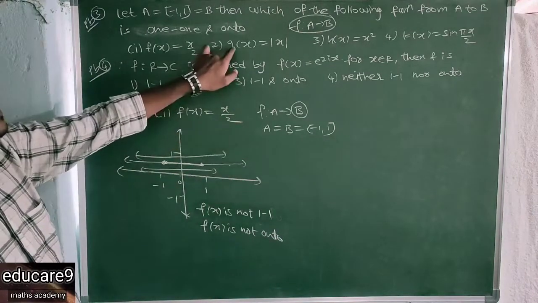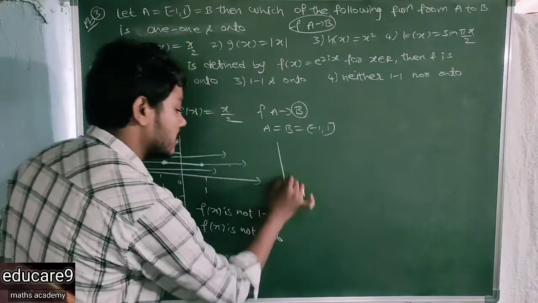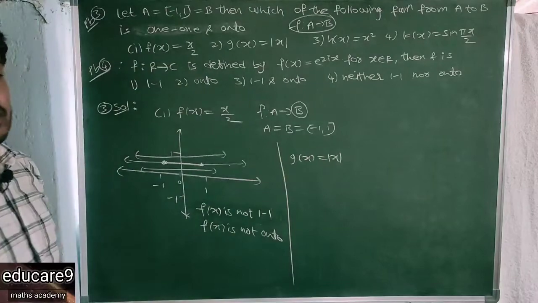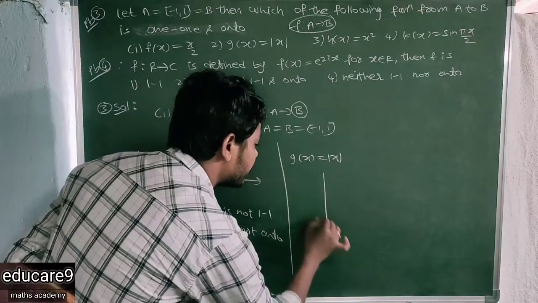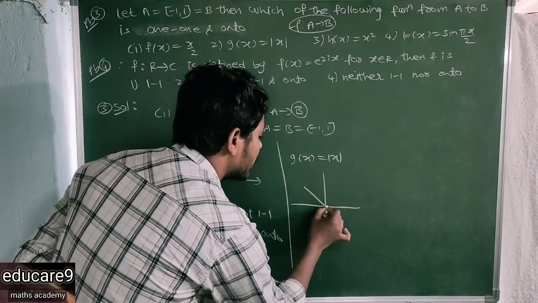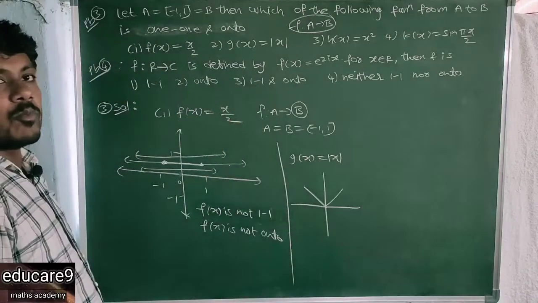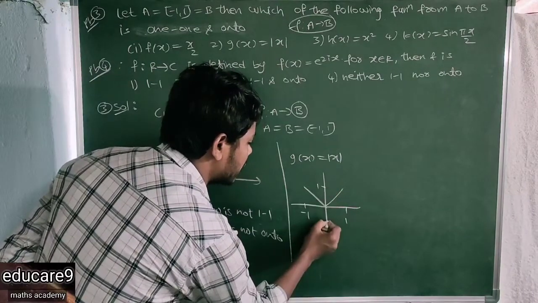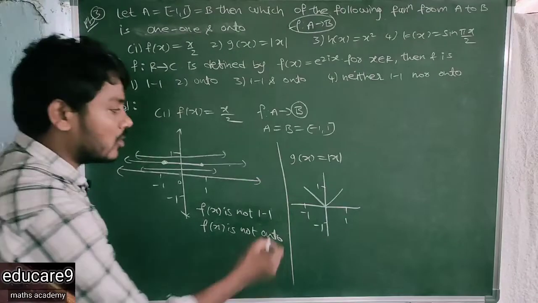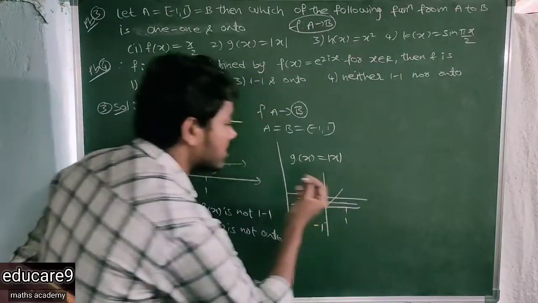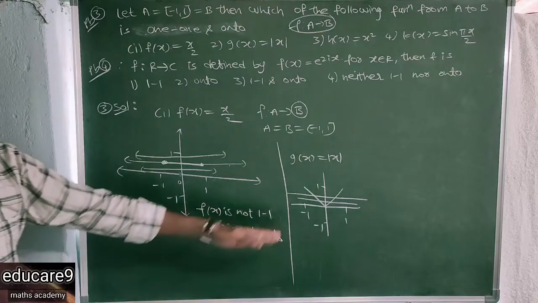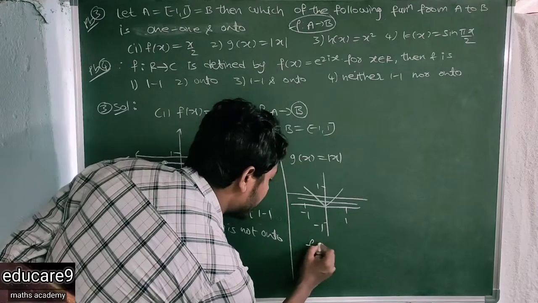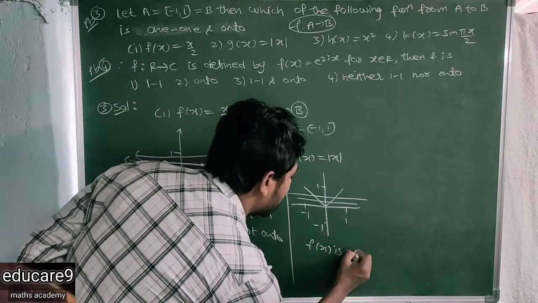And the second one, g of x is equal to mod x. So draw the graph of mod x. So this is the graph of mod x. See here, this is minus 1, this is 1. Now draw the horizontal lines. This horizontal line touches the given graph at more than one point. Therefore, it is not 1-1.